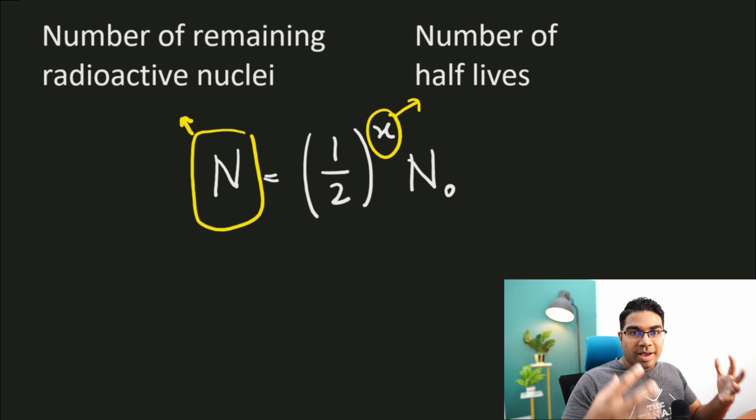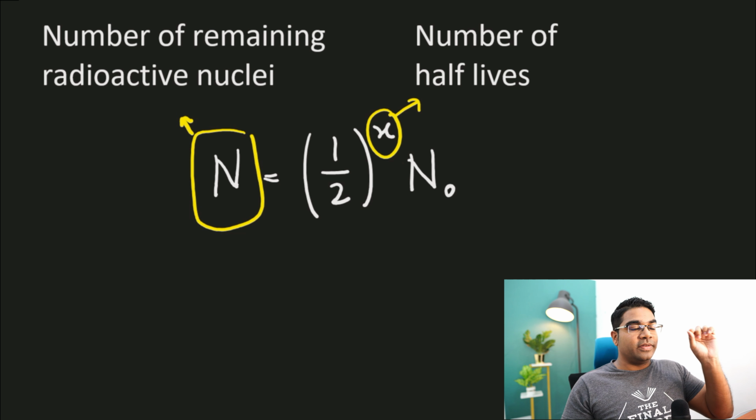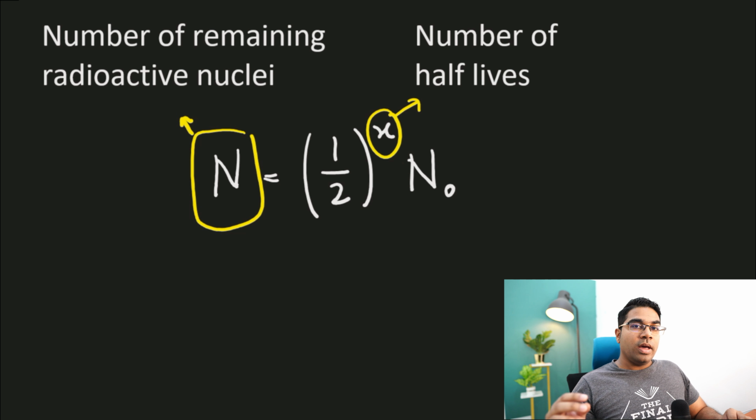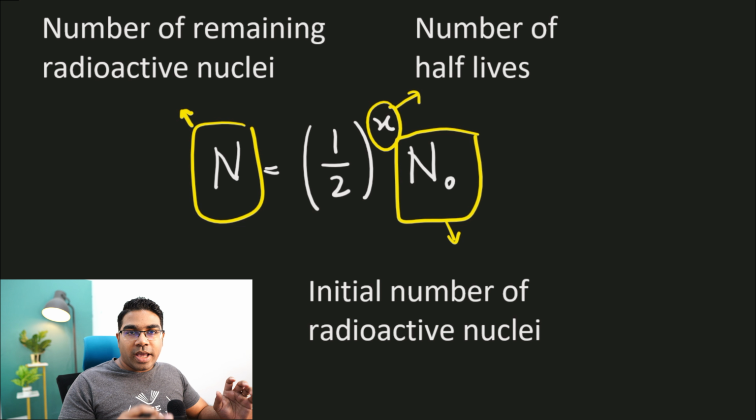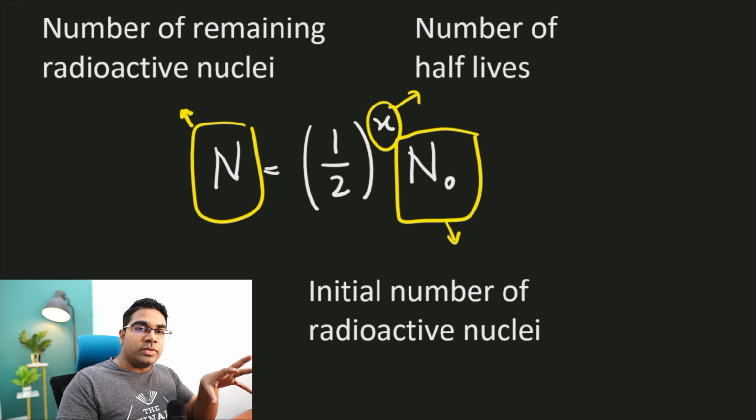X refers to the number of half-lives. It's very important to note here that this is not the value of the half-life itself, but the number of half-lives that have passed. And finally, N naught represents the initial number of radioactive nuclei. So you can see the formula depends on the number of nuclei remaining and not on the number of decayed nuclei. This is the common confusion when applying this formula.